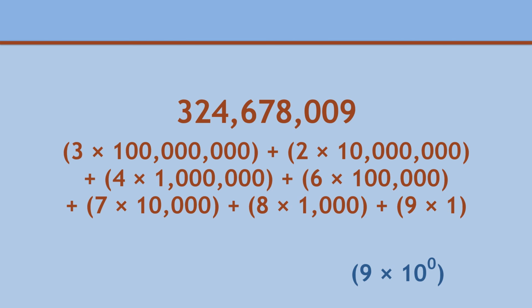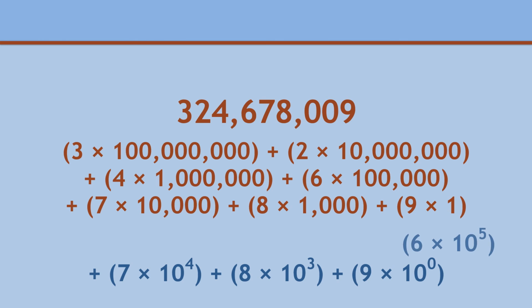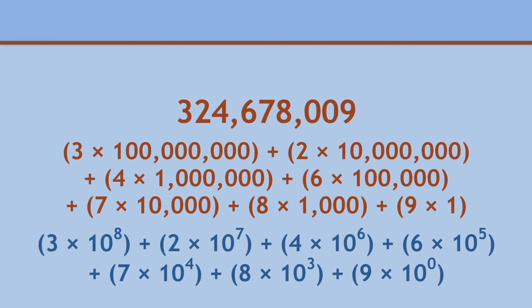Okay, we're actually going to go over to the thousands place. And so we have an 8 in the thousands place. So it should be written as 8 times 10 to the third power. Then in our ten thousands place, we have 7 times 10 to the fourth power. Okay, 6 times 10 to the fifth power. 4 times 10 to the sixth power. 2 times 10 to the seventh power. And 3 times 10 to the eighth power.